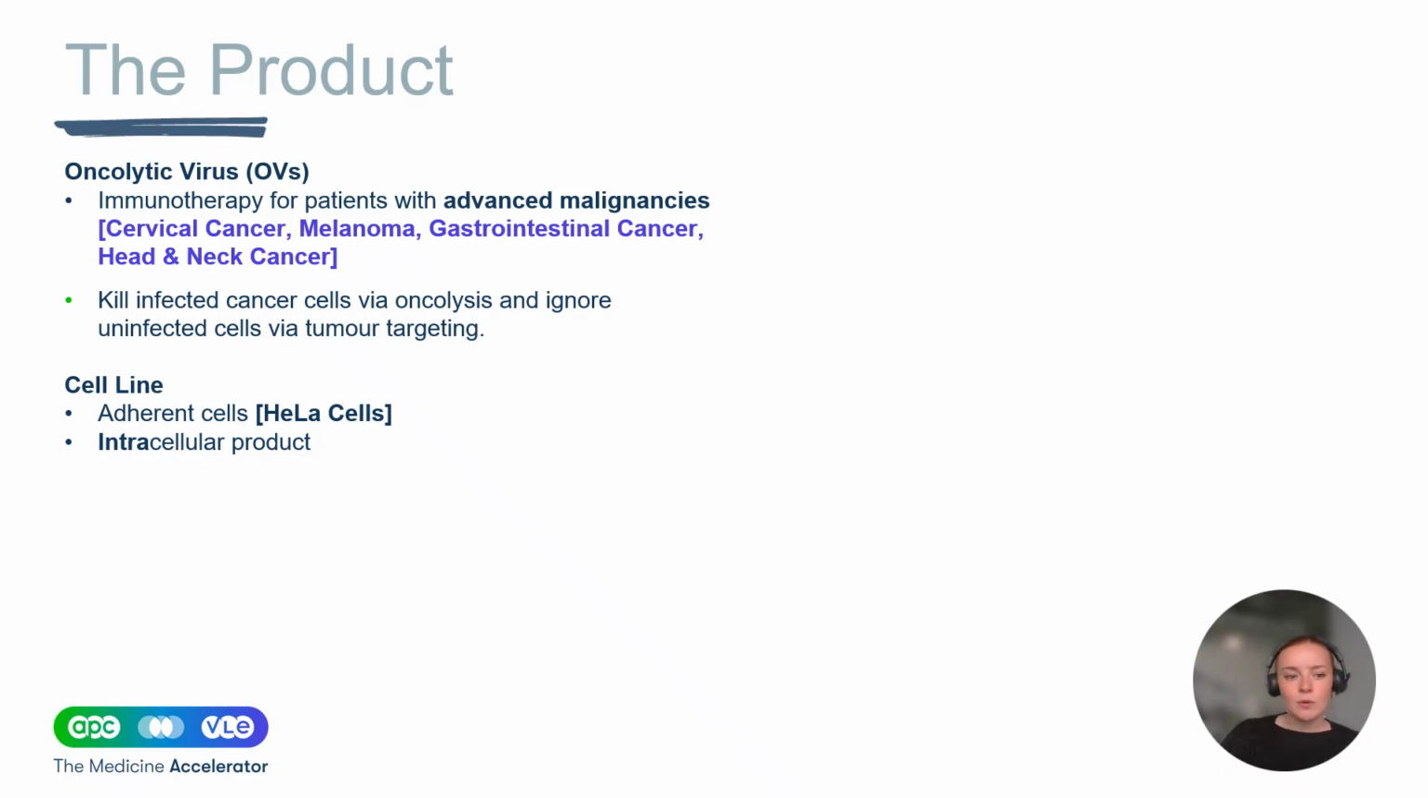So this product was an oncolytic virus. Oncolytic viruses are quite big. They're about 300 nanometers in size, and this particular drug was used as an immunotherapy for patients with advanced malignancies. The goal of this drug was to kill infected cancer cells through oncolysis and ignore any unaffected cells via tumor targeting. So this drug would have been injected into tumors.